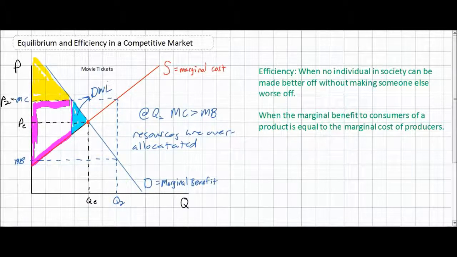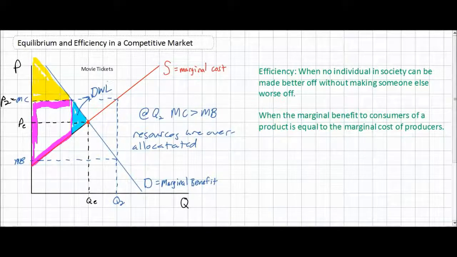In this video lecture, we have shown that at any quantity and price combination other than QE and PE, one group of individuals in society is made better off, but only at the expense of someone else in society being made worse off. At a quantity lower than QE, the marginal benefit exceeds the marginal cost. Therefore, resources are underallocated towards movie tickets. At a quantity greater than QE, the marginal cost exceeds the marginal benefit. Therefore, we can say that resources are being overallocated towards movie tickets, and society as a whole would be better off with a lesser quantity supplied.